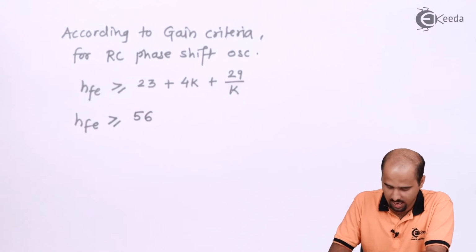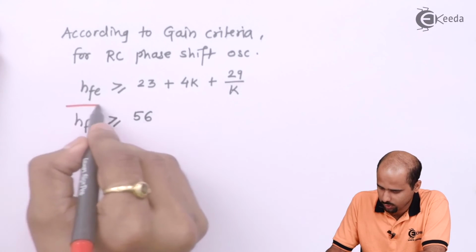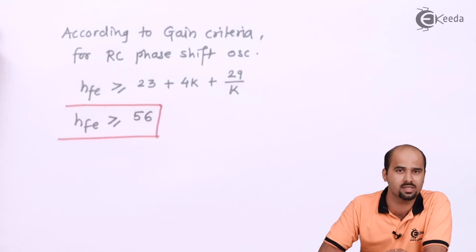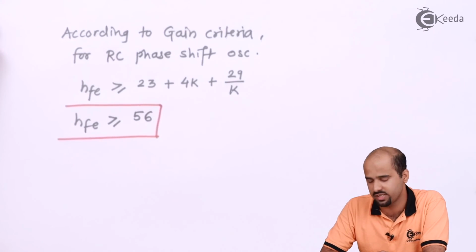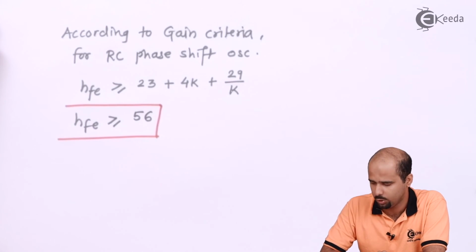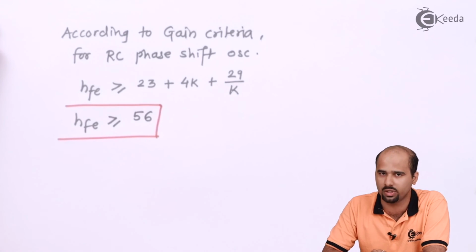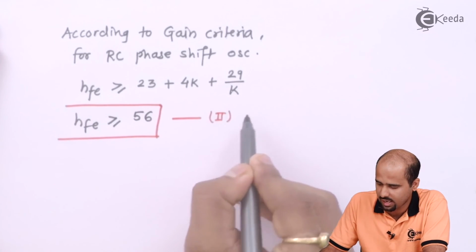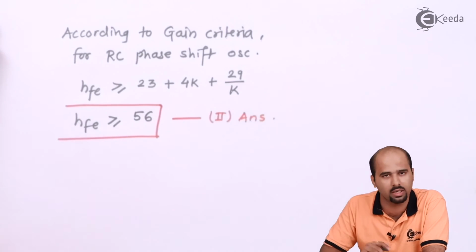So the answer of this particular numerical is straightforward. It is done by the calculator only, not by us. It's very simple, provided you know all the formulas based on the RC phase shift oscillator with BJT. So this is our second finding as far as the answer of this numerical is considered.